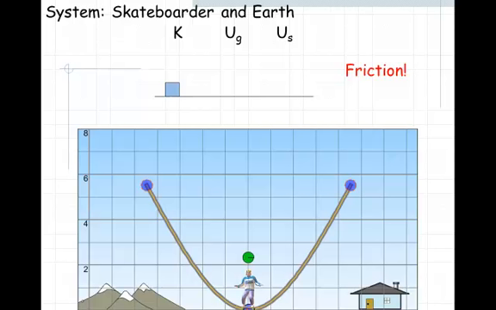When he gets back to the bottom, the pie chart's even smaller. He's got nothing but kinetic energy, but it's a lot less. There's only 1 unit of kinetic energy left. Then he gets up to the other side with just a little bit of gravitational potential energy. And then at the very end, he's got no energy because it's all dissipated due to friction.